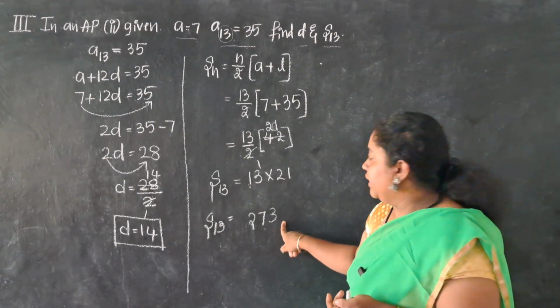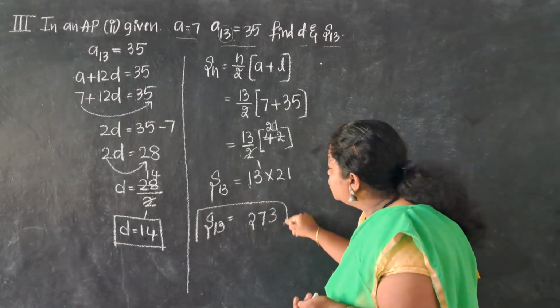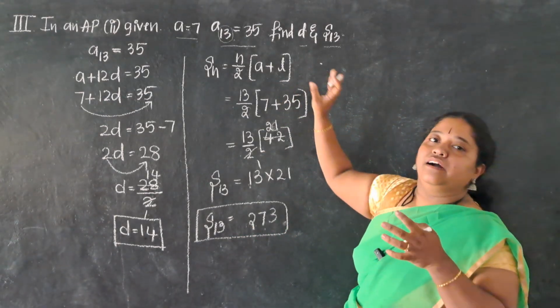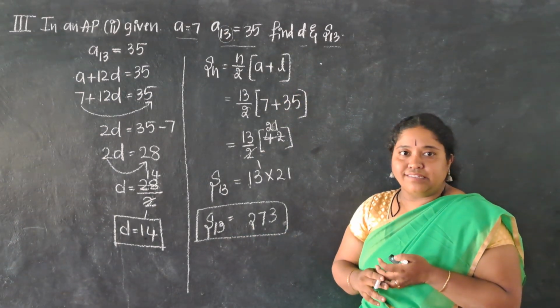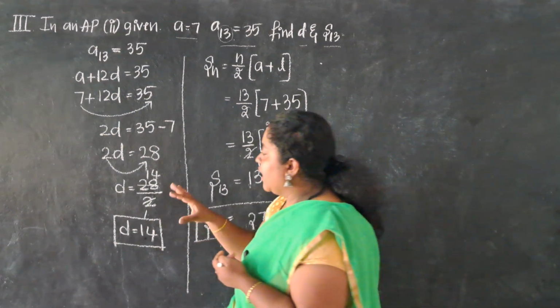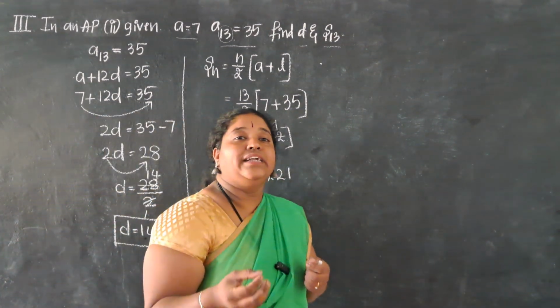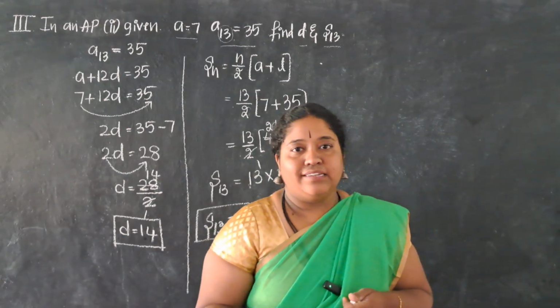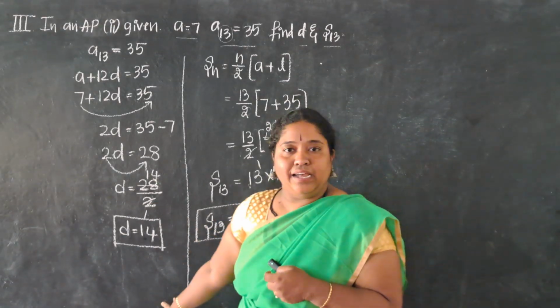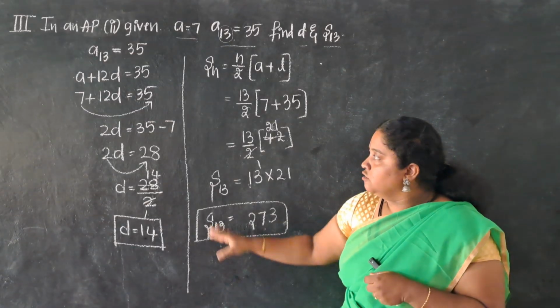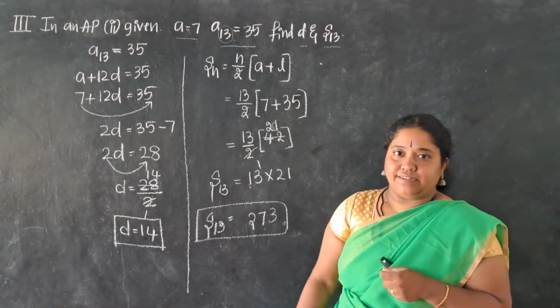So this is how you should calculate when the nth term has been provided. To solve this kind of sum, be very careful about what has been provided and what you need to calculate. I hope it is clear. So we'll move to the next question. Copy it down properly and practice.